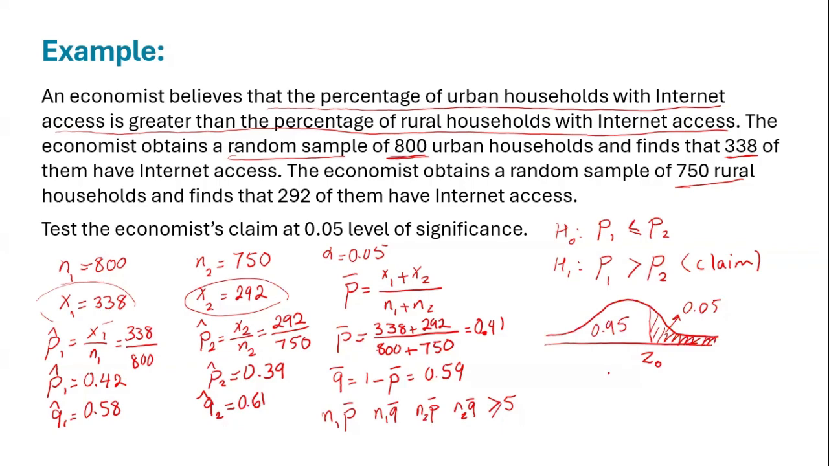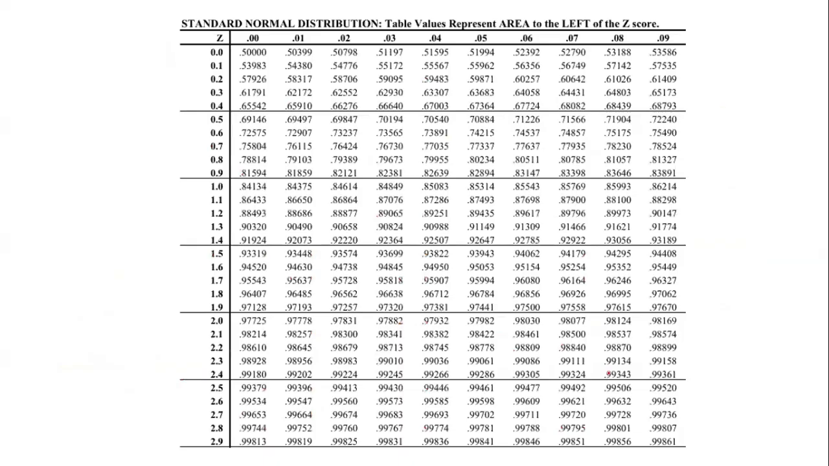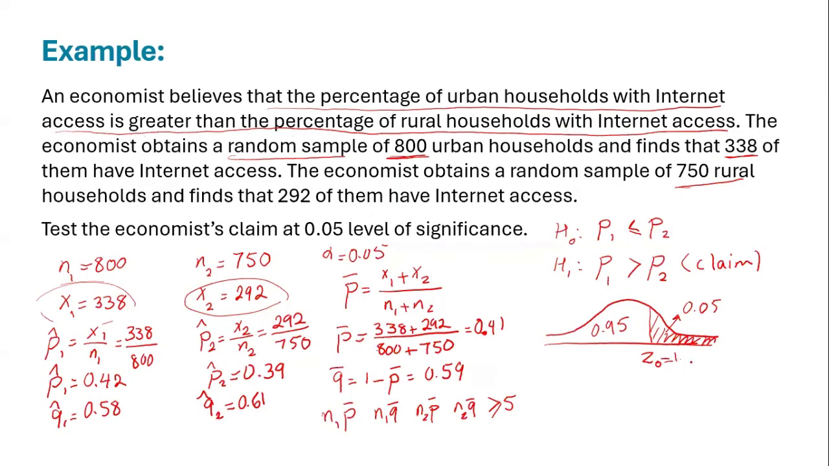So I look at the z table. What is the z value for 0.95? Let's find 0.95 in the body of the table. It's almost between these two values. The first value is 1.64, then 1.65, and the number in between these two is 1.645. So my critical value is 1.645. That means that the rejection region is any z value that's greater than 1.645, because the shaded area is on the right.